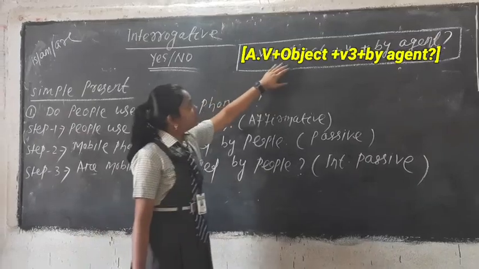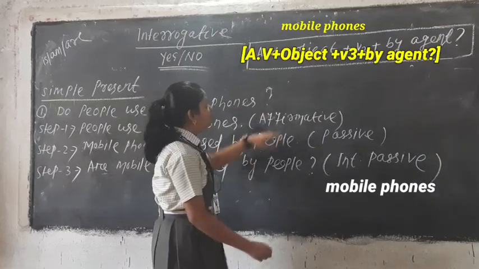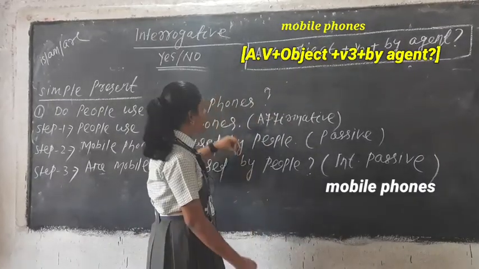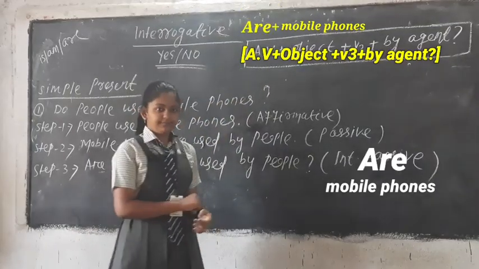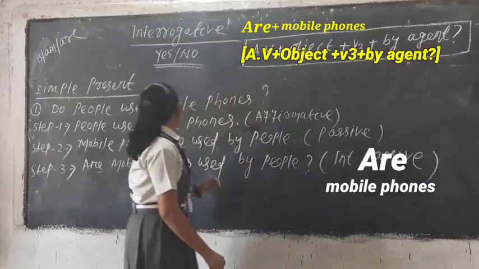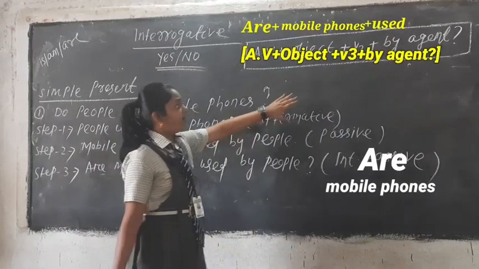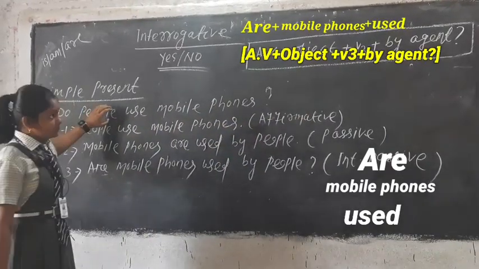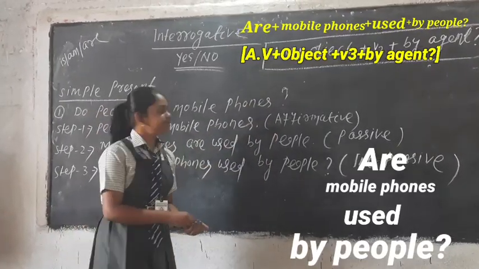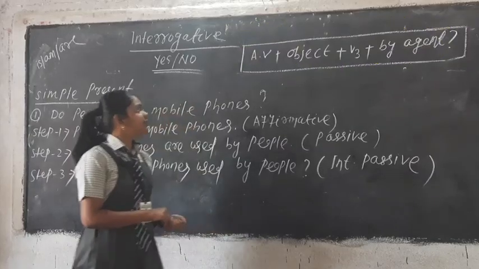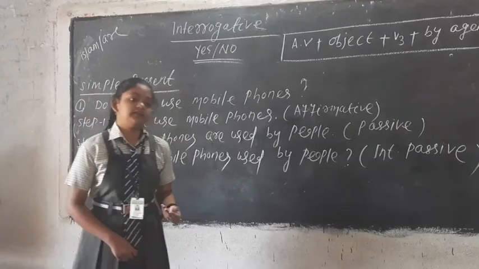We will first need to write the object here. As mobile phones is the object in this sentence, we will first write mobile phones. Mobile phones is in the plural form, so the auxiliary verb will be are. And the verb 3 form of use. What is the verb 3 form of use? Used. And by agent. The subject becomes by agent. People here, by people in the passive form. There are other auxiliary verbs also like is, are, was, were, etc.